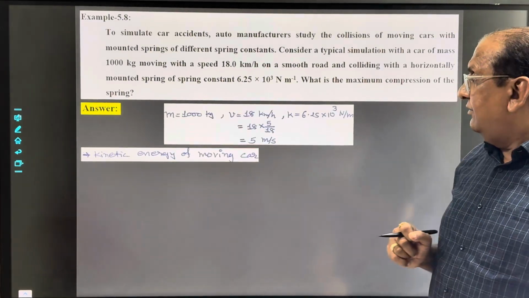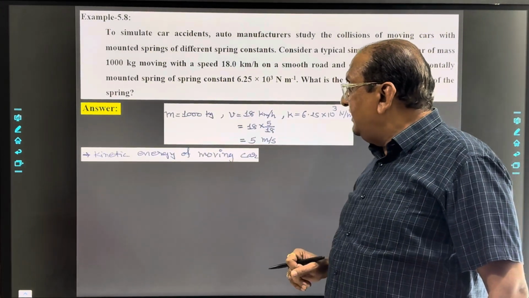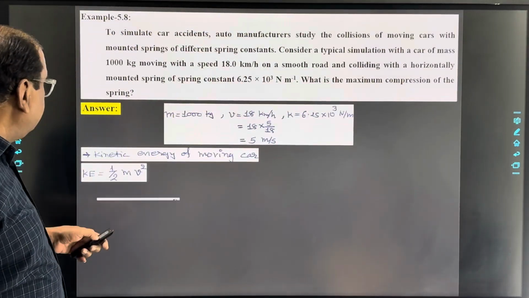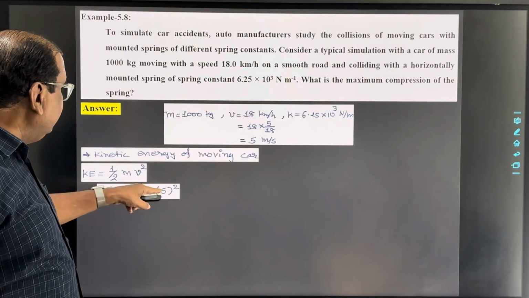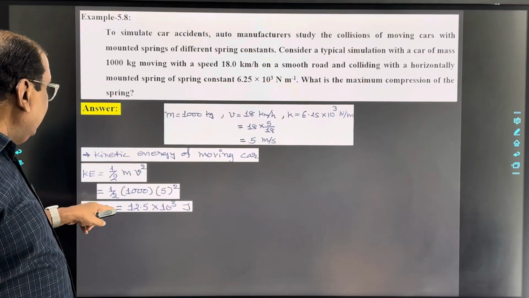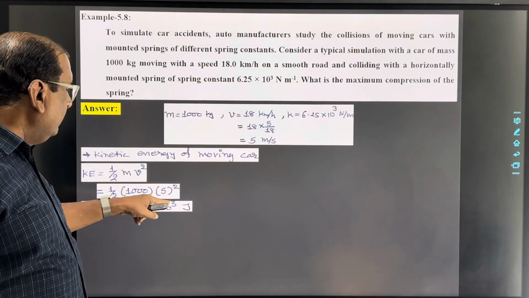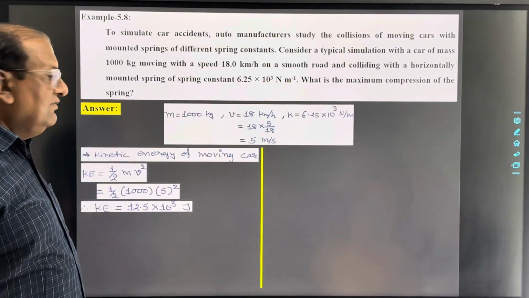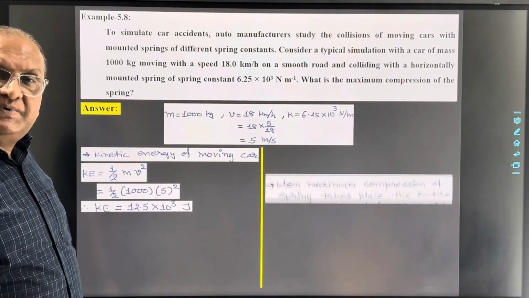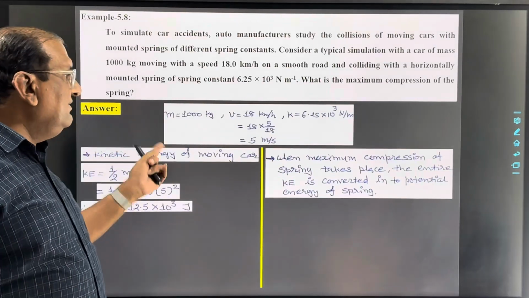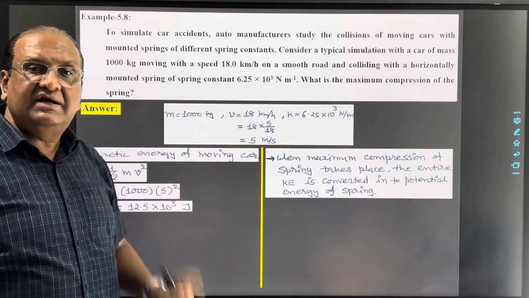Okay. Now kinetic energy of the moving car, that is half mv square. So half into m, that is 1000, v, that is 5. Solve it, you will get kinetic energy, that is 12.5 into 10 raised to 3 joule. Okay. So when maximum compression of the spring takes place, this entire kinetic energy will be converted into potential energy of the spring.